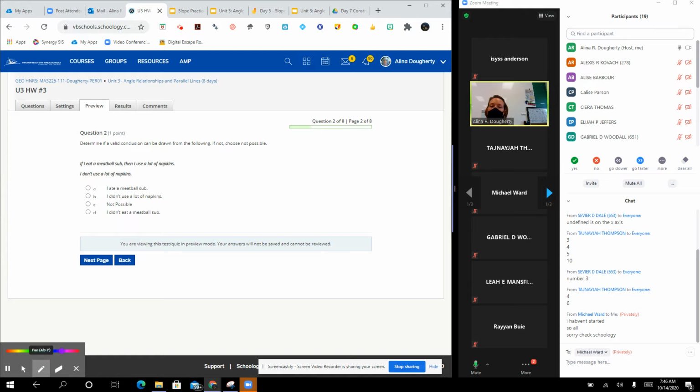Right? So when we're proving things possible, we're looking for a valid conclusion. There are 3 different ways we can do that. We can do detachment. They all start with a compound sentence, P and Q.